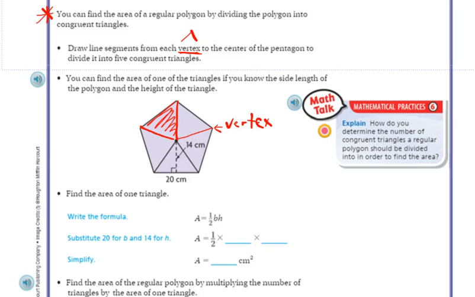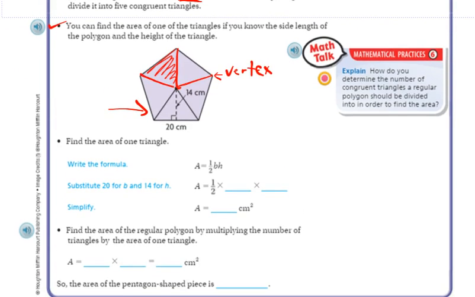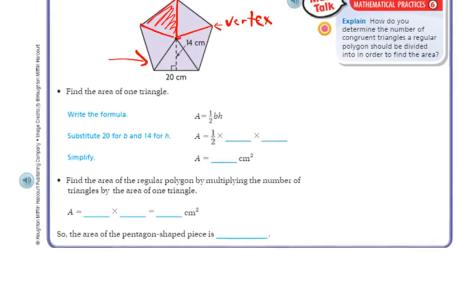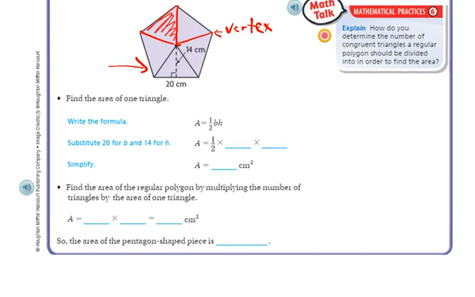So here we are. You can find the area of one of the triangles if you know the side length of the polygon, which would give you your base, and the height of the triangle, which would give you your measurement from the vertex to the center. So you're looking down here at this triangle, and we have a base and a height. So let's go ahead and scroll down, and we're going to fill in some of our information here. Sorry, I'm jumping around. Find the area of one triangle.